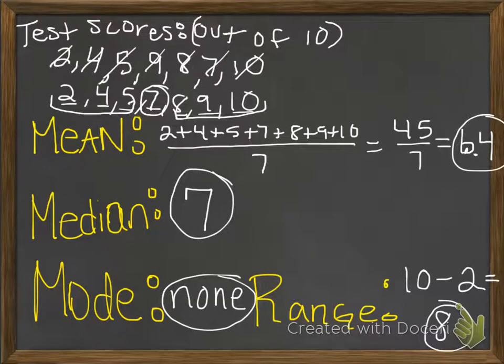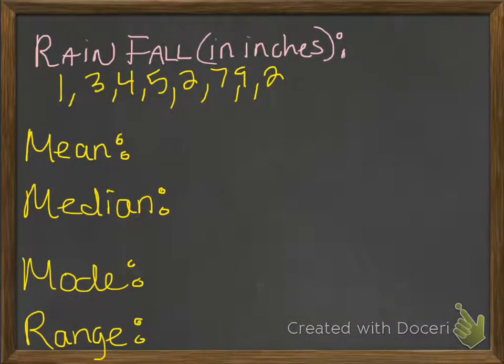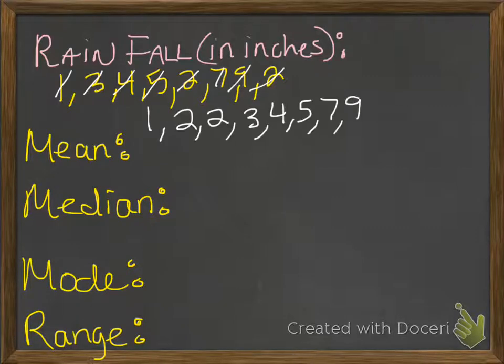All right, let's look at one more example. Once again, the first thing you do before you start is put the data in order from least to greatest, if it's not already given like that for you. All right, so here we are. We have our data in order.